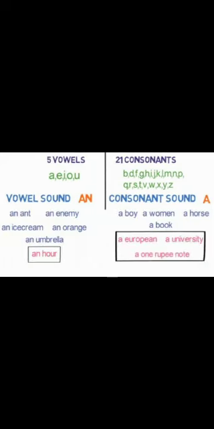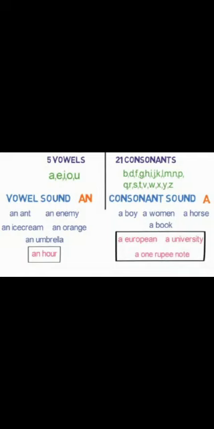Now, let me give you examples of the 5 vowels. For the sounds of vowels we use an. Here A, E, I, O, U are the 5 vowels. An is used before vowels. Example: an ant, an enemy, an ice cream, an orange, an umbrella. And here, H is there, but the pronunciation of H is silent and the O pronunciation is heard. So these are some alphabets which are not vowels, but sound like vowels. So we use an in front of those words.